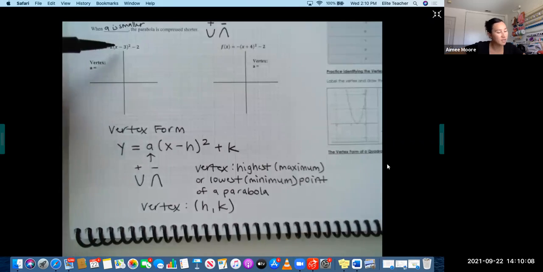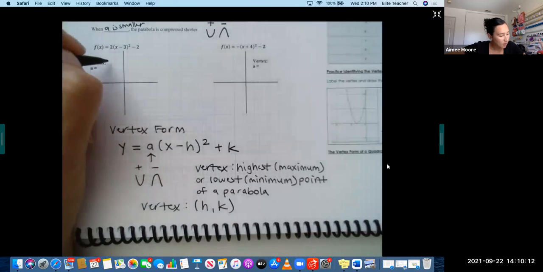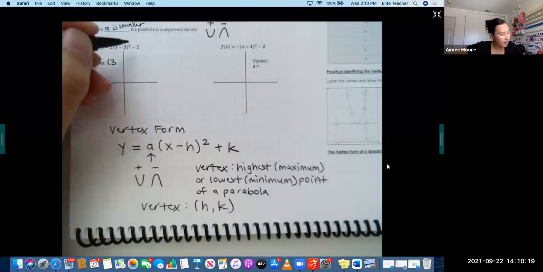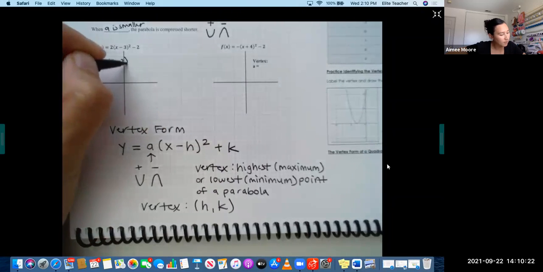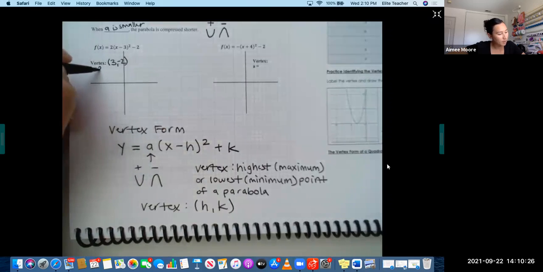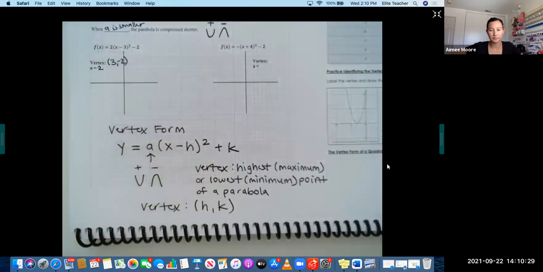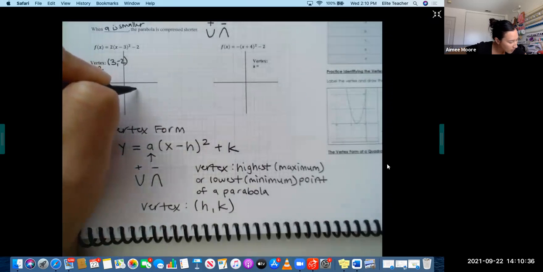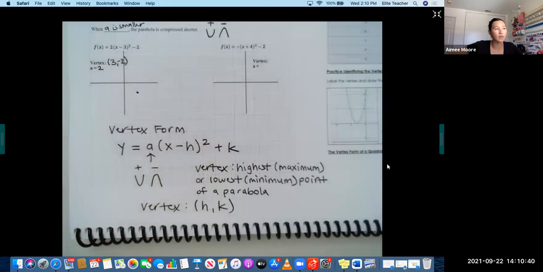So to graph these, we need to identify the vertex, which is H, which is 3, and then K, which is -2. And then A is the number in front that it's multiplied, which in this case is 2. So we can plot the vertex first at 3, -2. It doesn't line up perfectly. We'll pretend that the x-axis is on the line.